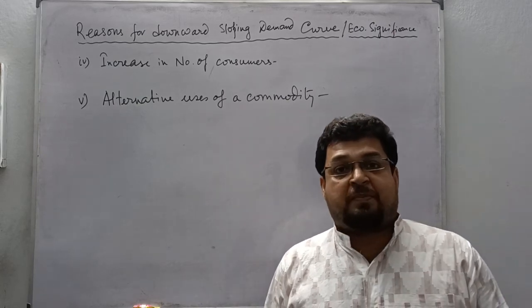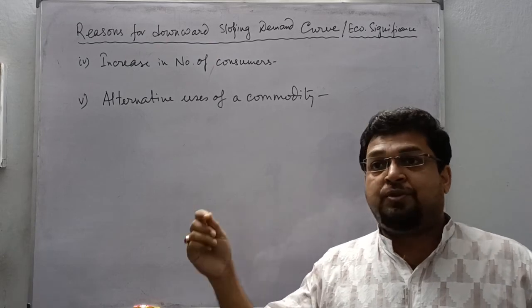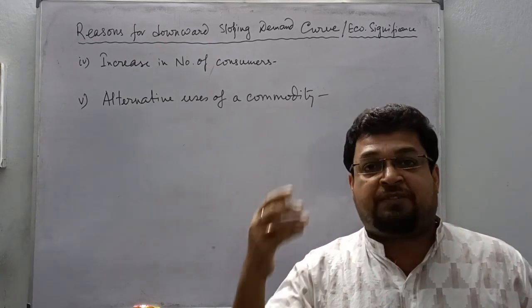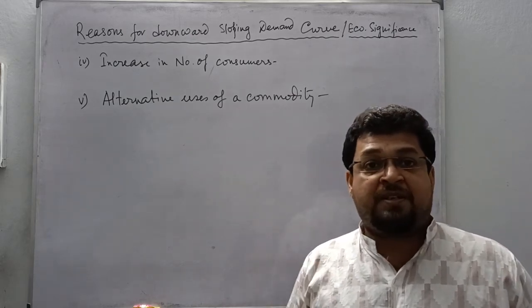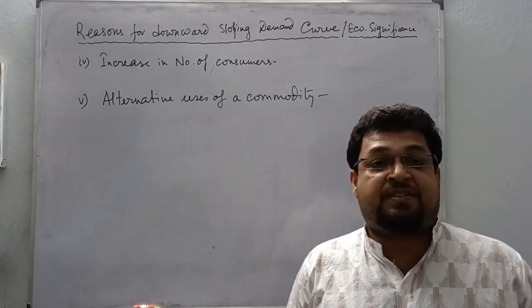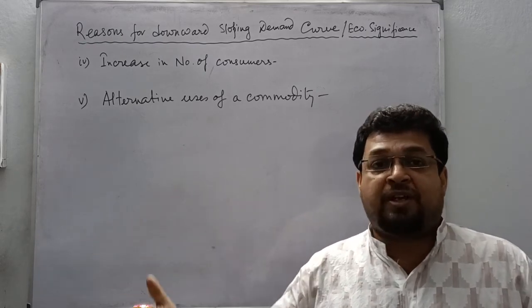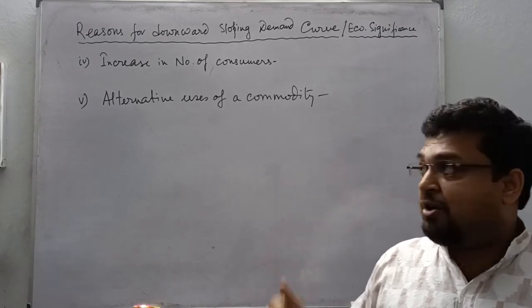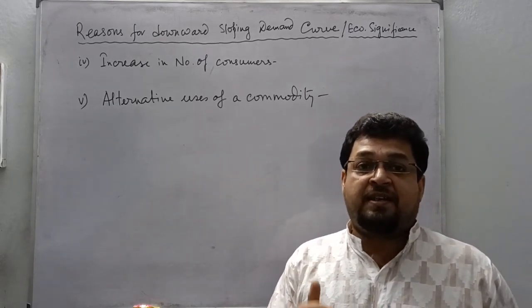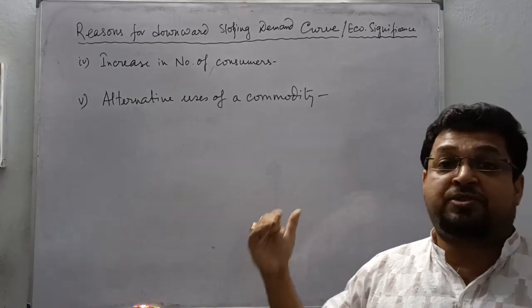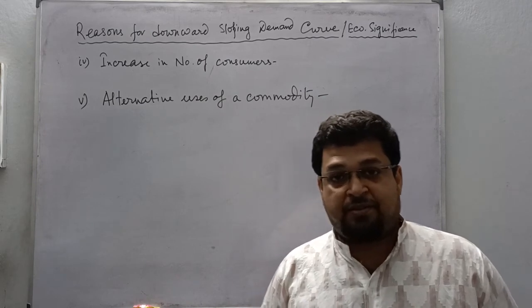Suppose the price of electricity decreases, and we not only use it for switching on the light or the fan, but since the price has reduced, we are using it for much more multiple uses, like cooking, decorating and all. So automatically the demand increases. So when there is a fall in the price, if the commodity can be put to some alternative uses, the demand increases for that commodity. So that is also another reason.